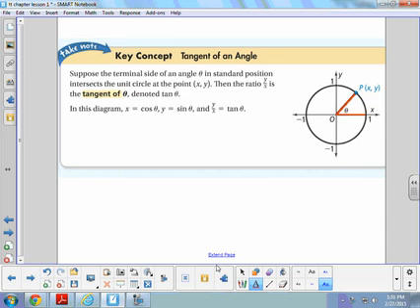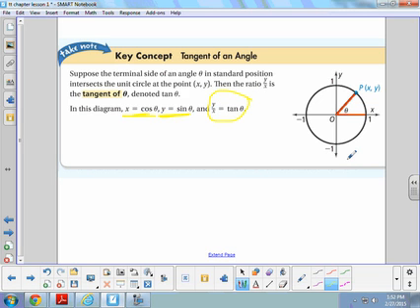So, you're probably asking yourself right about now, what is the tangent function? Well, we already know a few pieces of information. We know x is cosine theta, or cosine theta is x. We know sine theta is our y. Tangent is actually sine over cosine, or y over x.